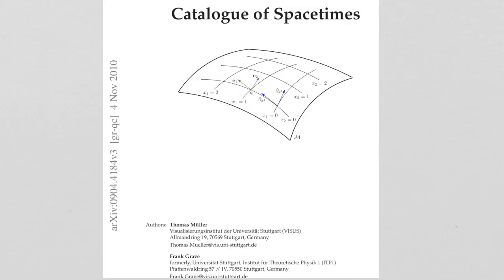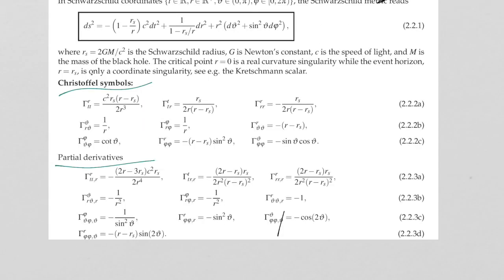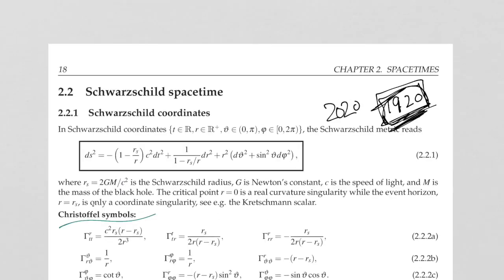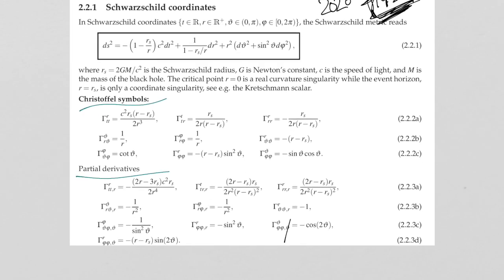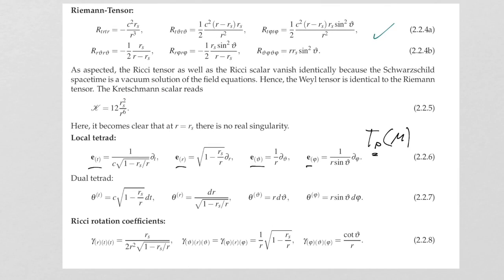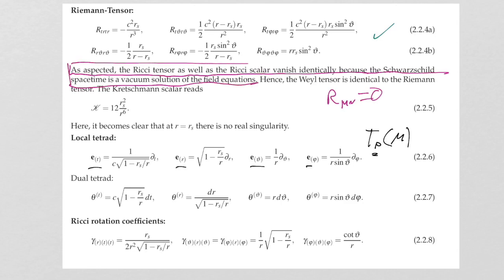And if we go back to the catalog of spacetimes and we go to the Schwarzschild stuff, where was that? Here's the Schwarzschild spacetime. We get the Christoffel symbols, we get the partial derivatives, we get the Riemann tensor. It's not as though this spacetime is not curved. It is curved, right? The Riemann tensor is real. It's just that one particular contraction that makes R mu nu that is 0 everywhere. And he writes, as aspected, the Ricci tensor as well as the Ricci scalar will vanish identically because the Schwarzschild spacetime is a vacuum solution of the field equation. So there he says it right there.